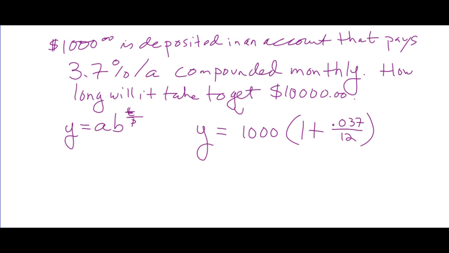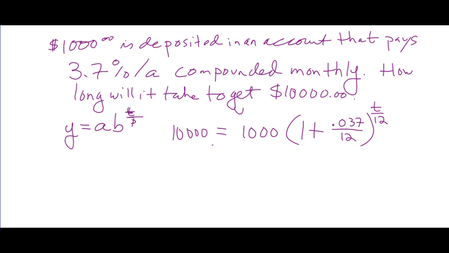How long will it take to get to $10,000? So we're going to put a little t up here. Well, you know, we sort of put a t over p. And actually, we know what the p is, right? It's like t over 12. And this will be the 10,000 that we want to end up with. So we're going to end up with $10,000. We started with the 1,000.